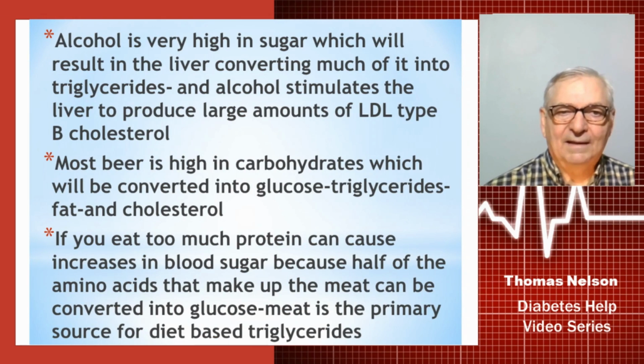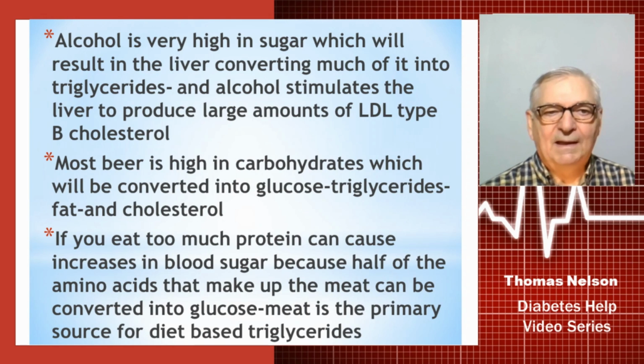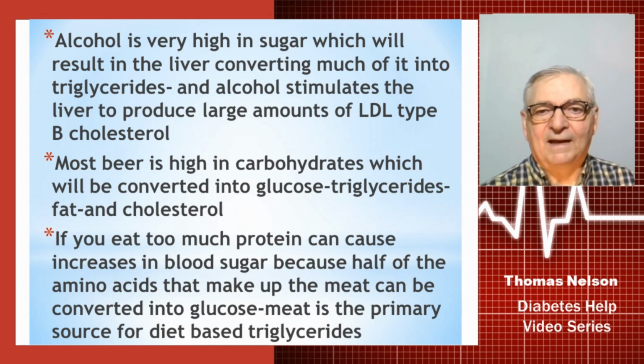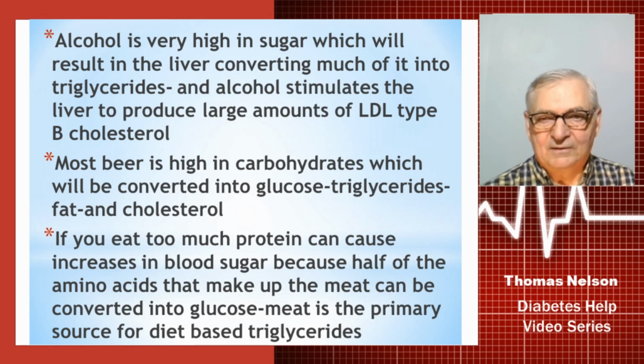So alcohol, again, is very high in sugar, which will result in the liver converting much of it into triglycerides. And you should also be aware that alcohol stimulates your liver to produce large amounts of LDL type B cholesterol, that dangerous, life-threatening form of cholesterol. Beer is very high in carbohydrates, which is going to be converted into glucose, into triglycerides, into fat, and to cholesterol.